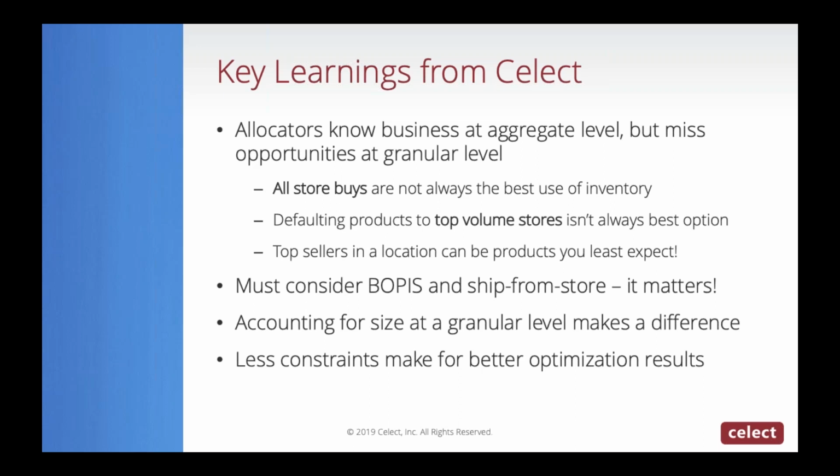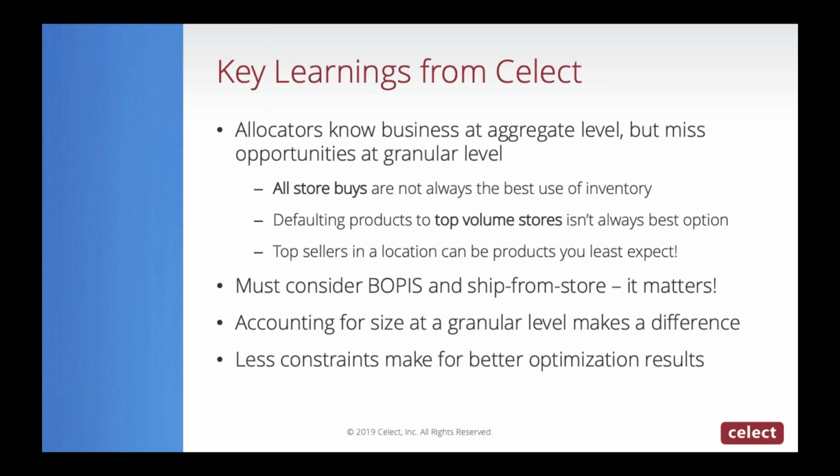The first one is that, in general, our allocators really know their business at the aggregate level very, very well. But the missed opportunities are really down at the granular level. The reason for that is that people just don't have the time to get down and really drive the insights at that level. So typically what we're seeing on implementations is that all-store buys are not always the best use of the inventory. There are always some stores that are going to sell it way better than others.